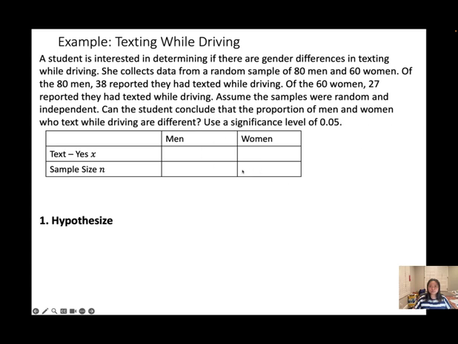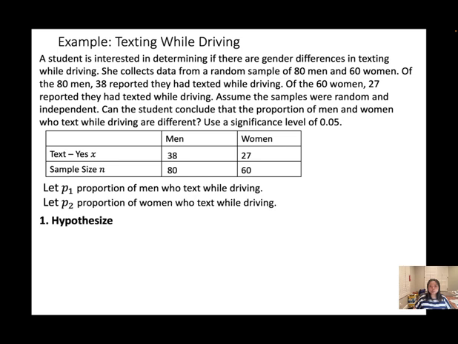Okay, so first fill in this table. And then you're gonna let the P1 and P2. Let P1 be the proportion of men who text while driving. P2 will be the proportion of women who text while driving. And then the null hypothesis, that will be equal, right? Okay, what is your alternate hypothesis? Strictly less than, strictly greater than, or not equal to? That will be a difference, right? So it's going to be not equal to. That will be two-tailed.